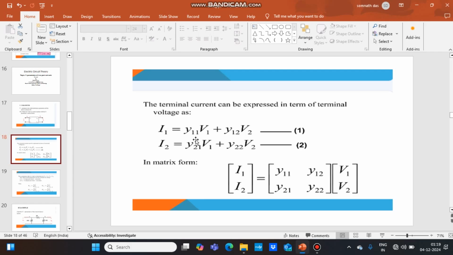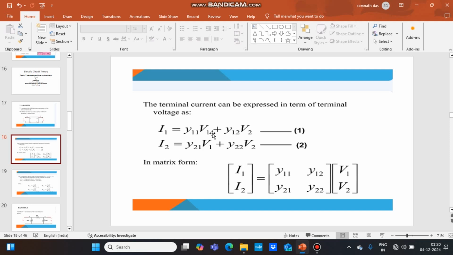From equation 1, to find out the value of Y11, we have to make the second part 0. To make the second part 0, we have to make V2 equal to 0. To make V2 equal to 0 means we have to short circuit the output terminals or output port. So when V2 equal to 0, from equation 1 we can write Y11 equal to I1 by V1. And when V2 equal to 0, from equation 2 we can write Y21 equal to I2 by V1.